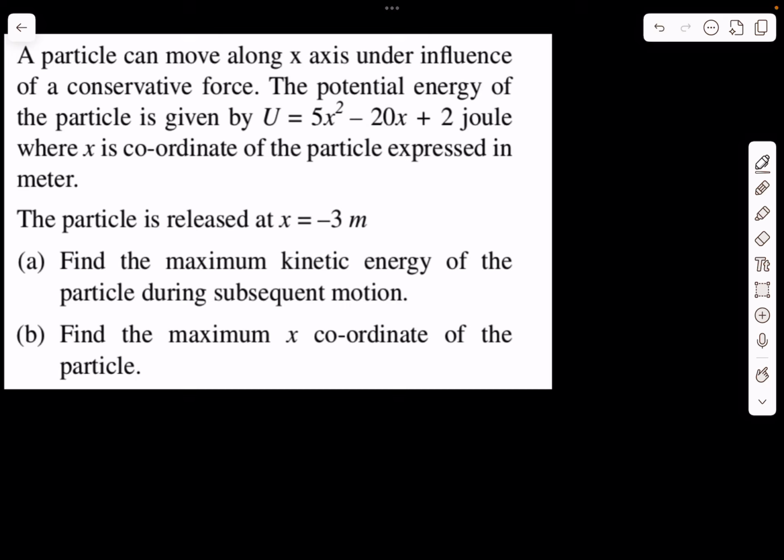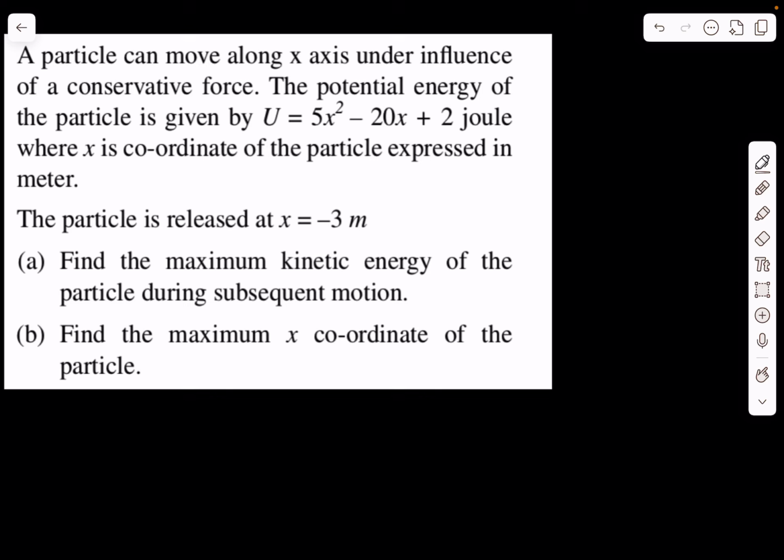Hello everyone, this is a problem involving a potential energy function. It is given that a particle can move along the x-axis under the influence of a conservative force. It is clearly given that the force is conservative. The potential energy of the particle is given by U equal to 5x square minus 20x plus 2 joule, where x is the coordinate of the particle expressed in meter.